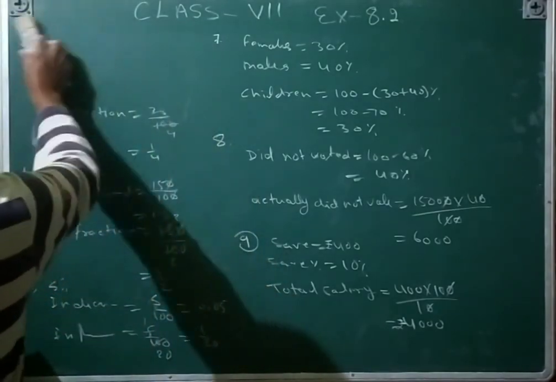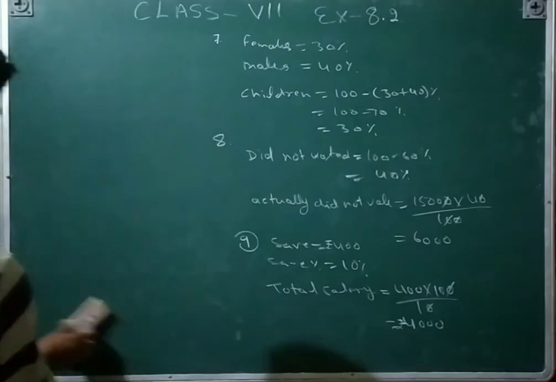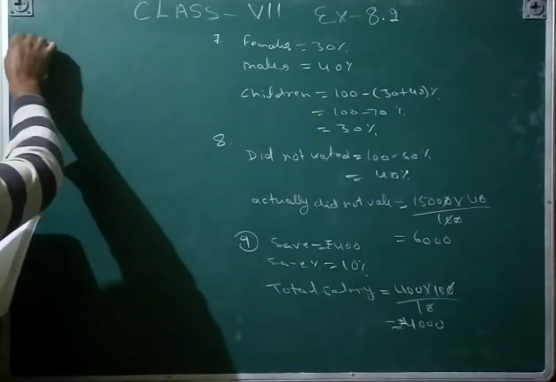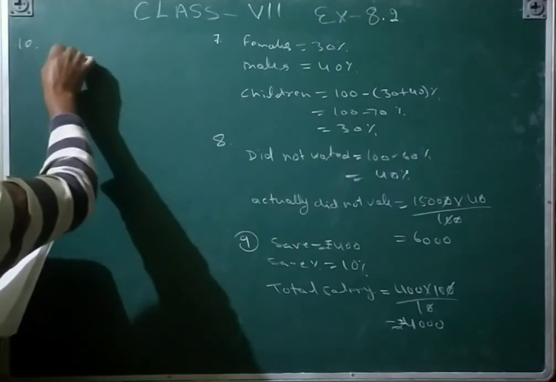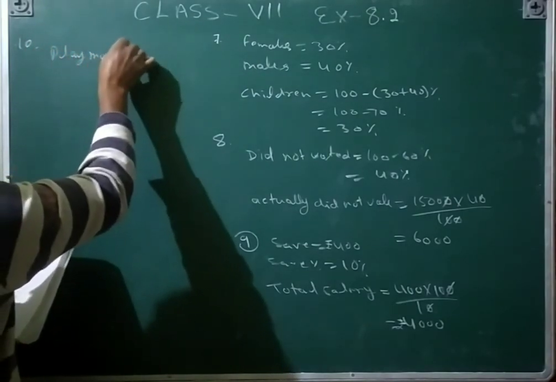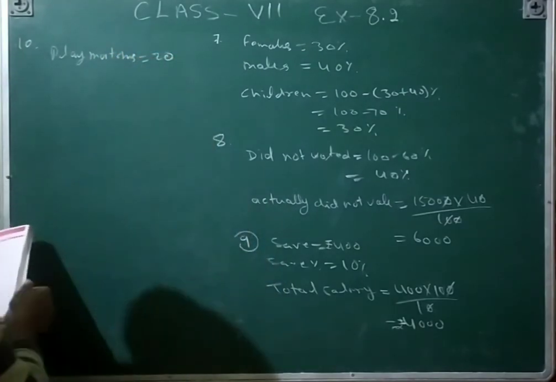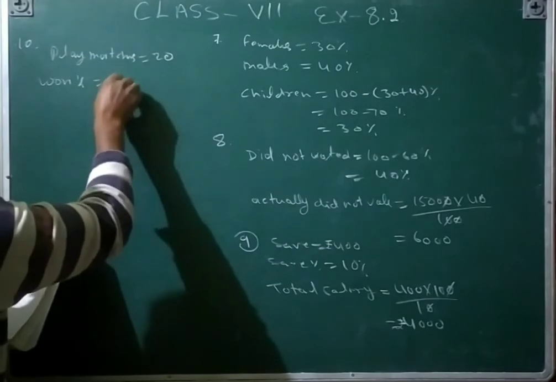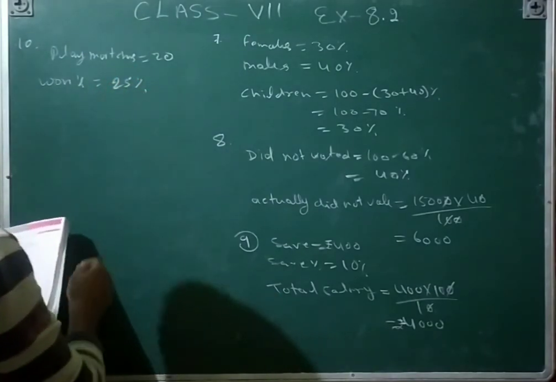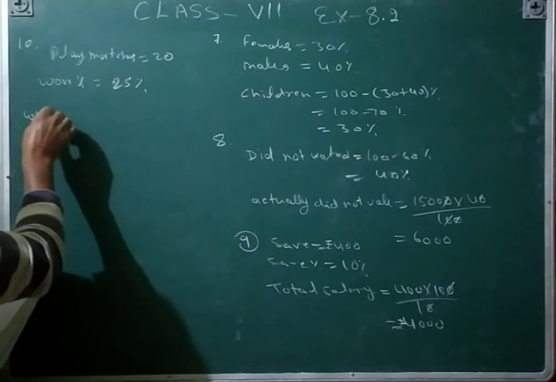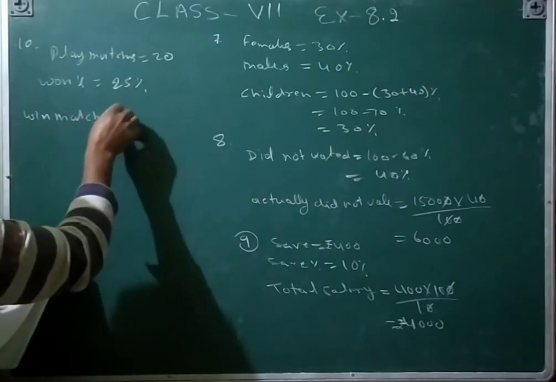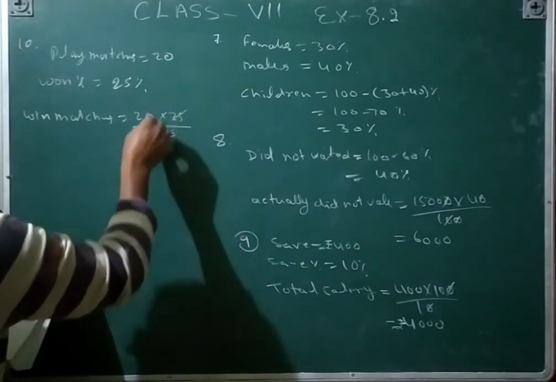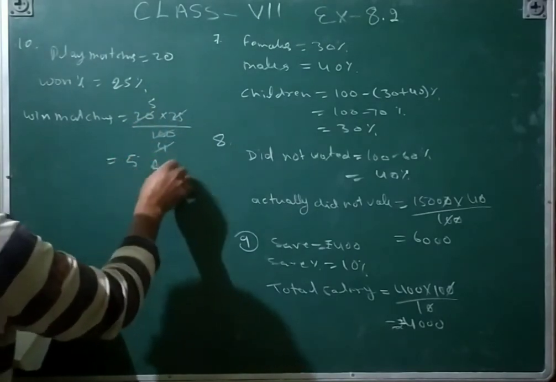And then the last question, 10th question: a local cricket team plays 20 matches. So matches played is equal to 20, and the winning percent is 25%. So matches they won is equal to 20 multiplied by 25 upon 100, 25 4s are 100, and then 4 5s are 20, that is 5 matches only they have won.